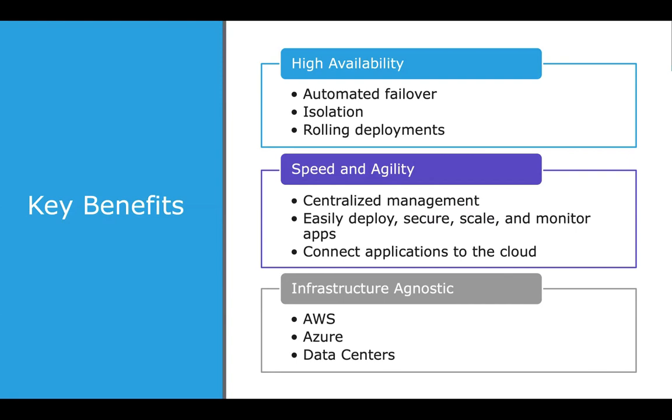You also get speed and agility. And by speed and agility, what I mean there is really you get the speed of the cloud. You get centralized management where you can easily deploy and secure and scale and monitor your applications. And you can connect your applications to the cloud to be able to enable non-technical users to be very effective in managing your applications. And all of this can be deployed on AWS or Azure or your own data centers. So it's very flexible in how you actually deploy Runtime Fabric.